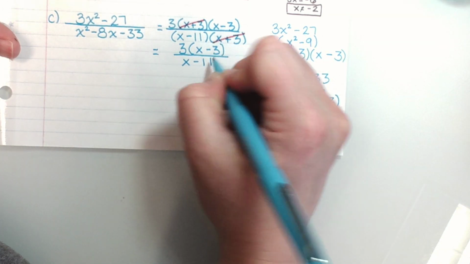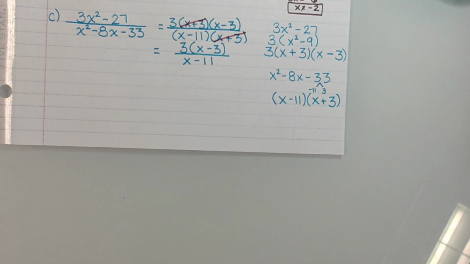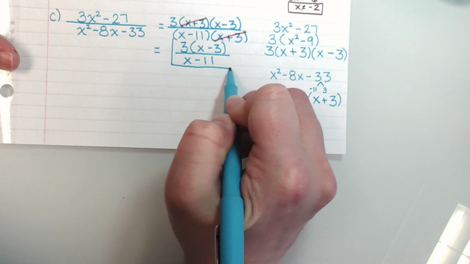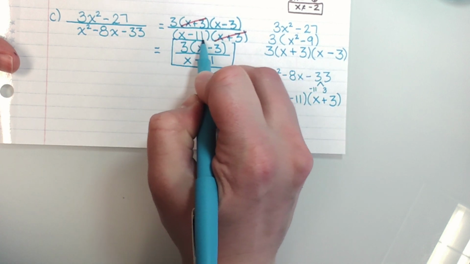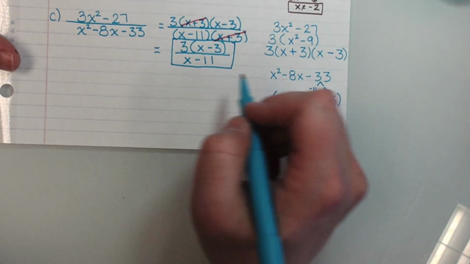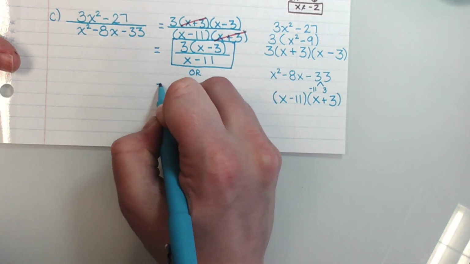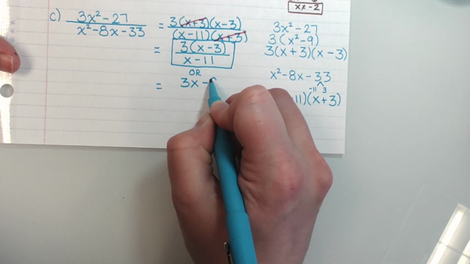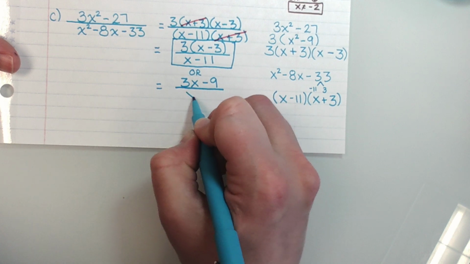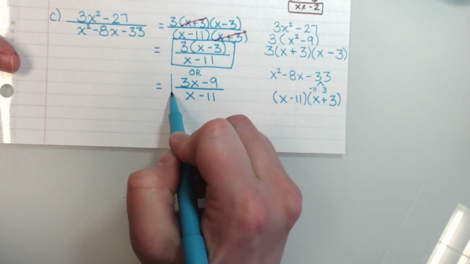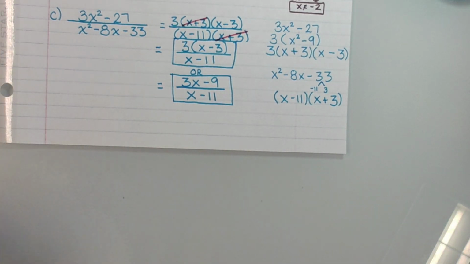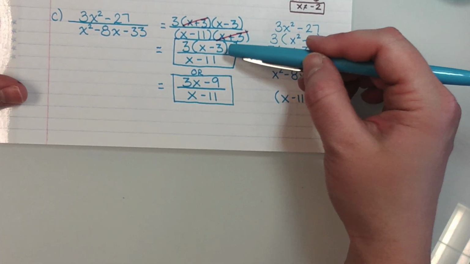Now, since x minus 11 is alone, I don't need the parentheses anymore. I am perfectly okay if you leave this as an answer. Technically, is it the most simplified form? No. Technically, the most simplified form would distribute the 3 back through and give you 3x minus 9 over x minus 11. That is what the answer key will have as an answer, because that's what the book prefers. I don't care if you leave it like this.